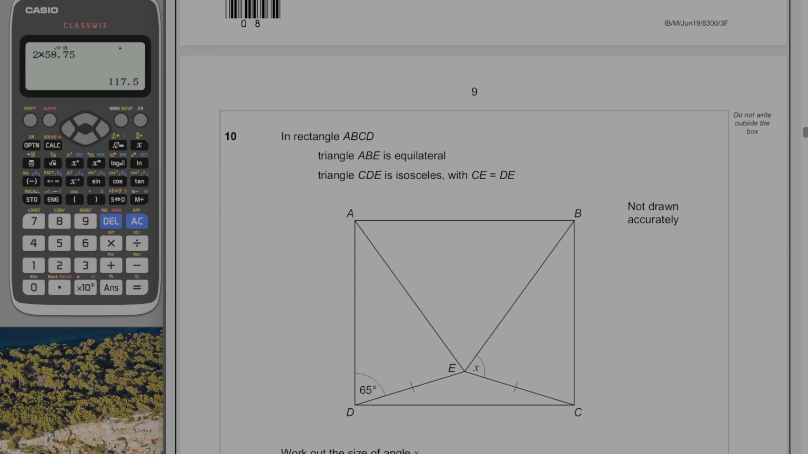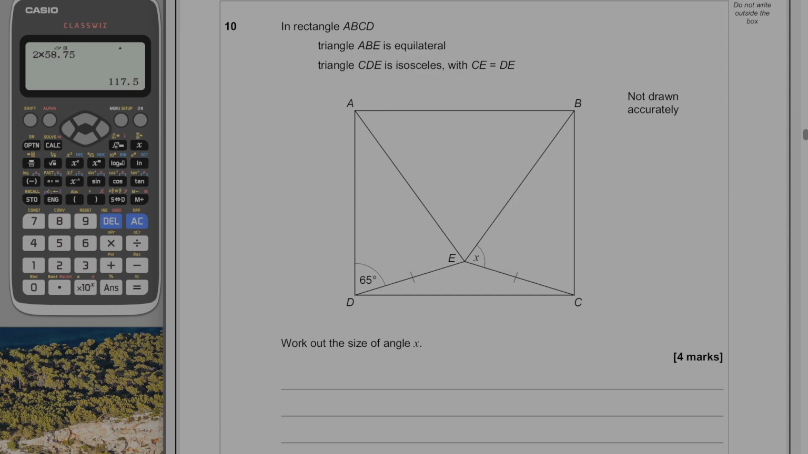Okay, question 10 then. In rectangle ABCD, the triangle ABE is an equilateral. Triangle CDE is isosceles, where CE equals DE. Work out the size of angle X. Okay, so I'm going to put this information in just to make it so this is an equilateral triangle. So let's just add those. Then we've got CE, we've got that one marked down already. Right, equilateral triangle then. Because of that, these would need to be 60 degrees.